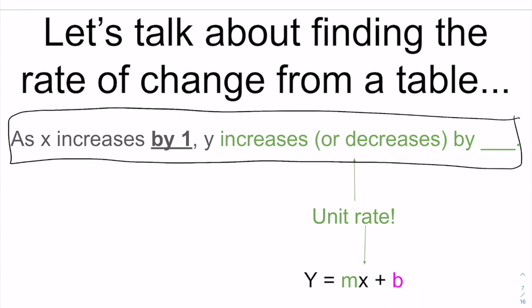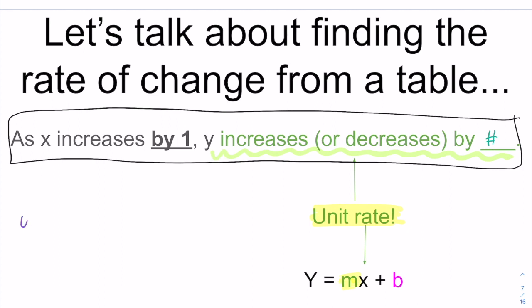And this part that says that y increases or decreases by a certain number, that is going to give us our unit rate. It tells us how that graph would be changing every time x increases by 1. That is our unit rate. That is our m. So we have a different equation today.